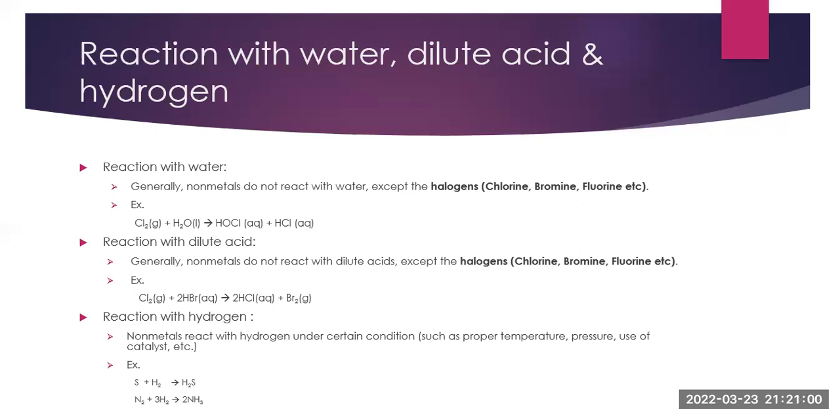Reaction with hydrogen. Nonmetals react with hydrogen under certain conditions, such as proper temperature, pressure, and use of catalysts. The example is the reaction between sulfur and hydrogen, that is S plus H2 gives you H2S. N2 plus 3H2 is 2NH3. NH3 is ammonia.